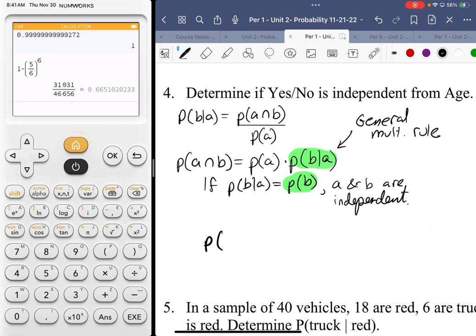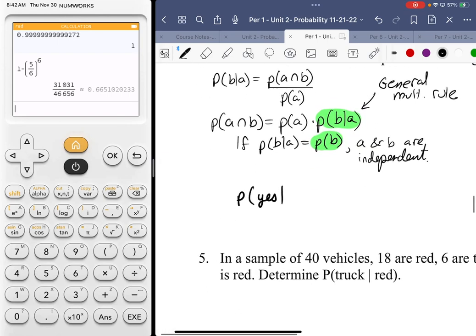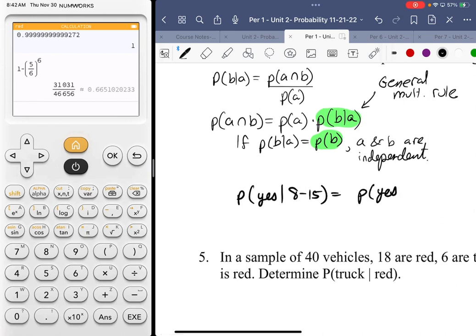So what I'll do is I'll grab a particular age group and I'll grab yes or no, it doesn't matter. If I show it for one and it turns out it's dependent, then I'm done. If it's independent, then I'd have to keep going. But I'm just going to, off the top here, say the probability of yes given you're in the 8 to 15 interval. Haven't done that yet. So I want to know if that's equal to just the probability of yes.